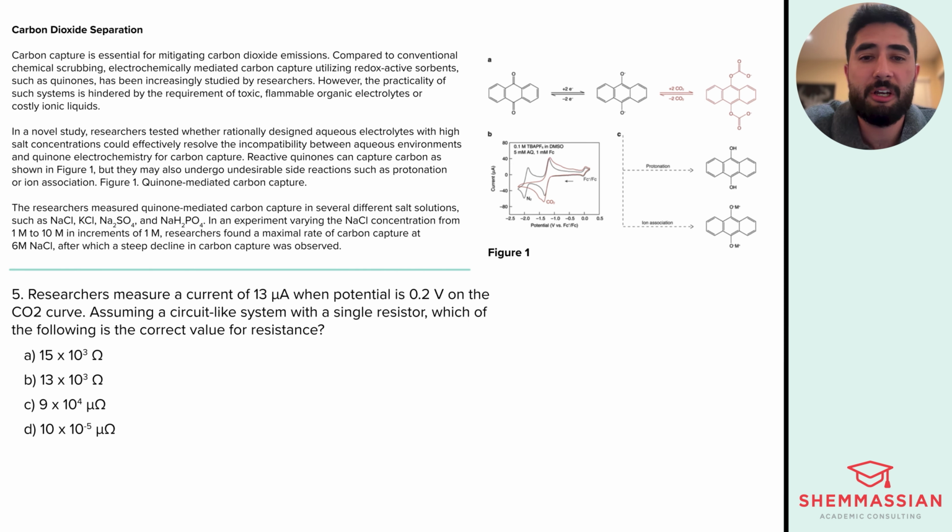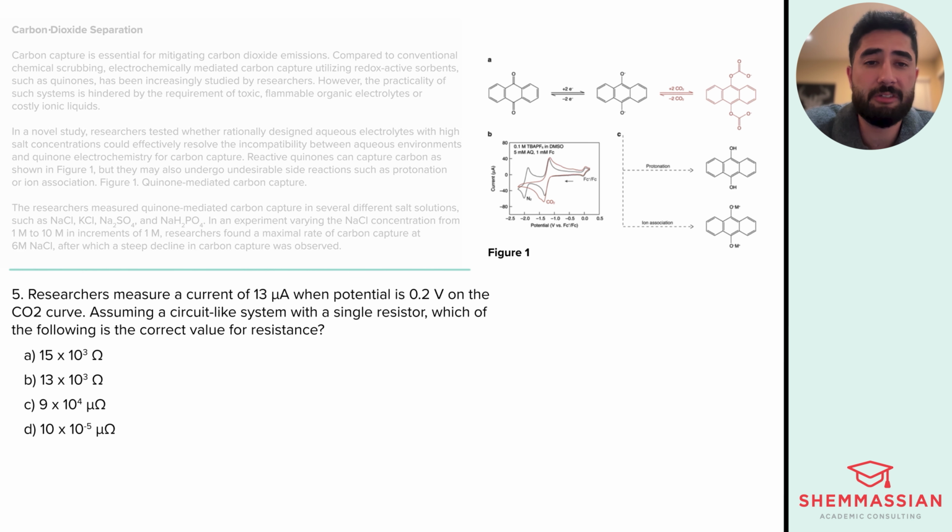The question states, researchers measure a current of 13 microamps when potential is 0.2 volts on the CO2 curve. Assuming a circuit-like system with a single resistor, which of the following is the correct value for resistance? Now, this question is a classic physics math question that involves a couple of givens. It's got some values and numbers in there. And so keep in mind that in past passages, we've always stated that for Chem Phys, whenever you see math in the passage or math in the question, you always want to pay attention to it because you're likely going to be doing some equation math.